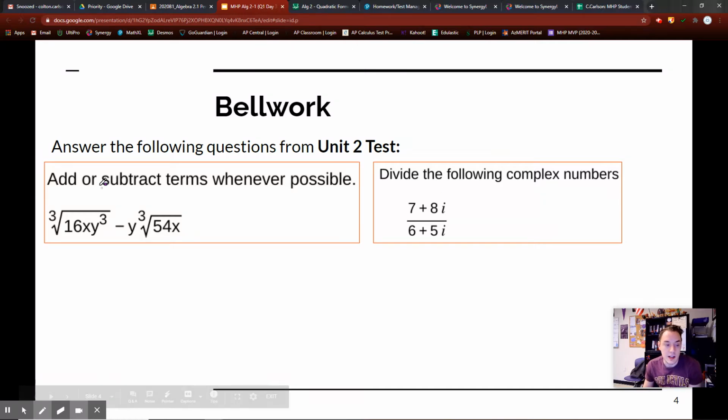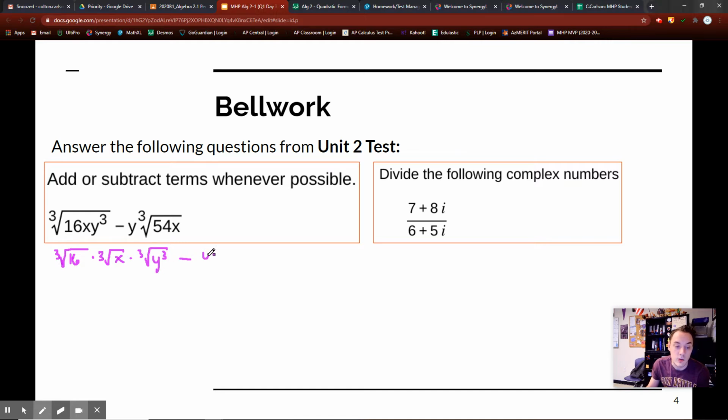All right, this one. This one is a little bit tricky just because you have to break it apart consistently, always. So I am going to break this apart into each individual radical with cube roots. So times the cube root of x, and then times the cube root of y cubed, minus y times the cube root of 54 times the cube root of x. That's what I would normally do. I would break that apart so you can see everything very clearly.